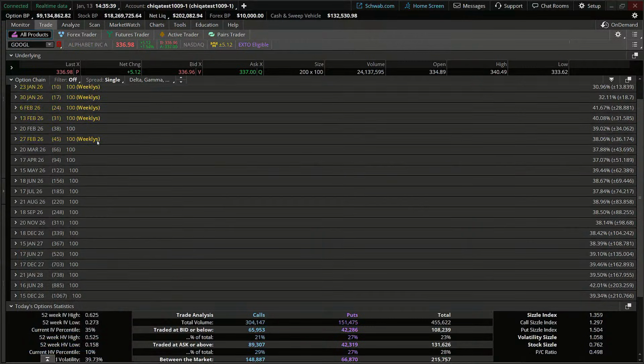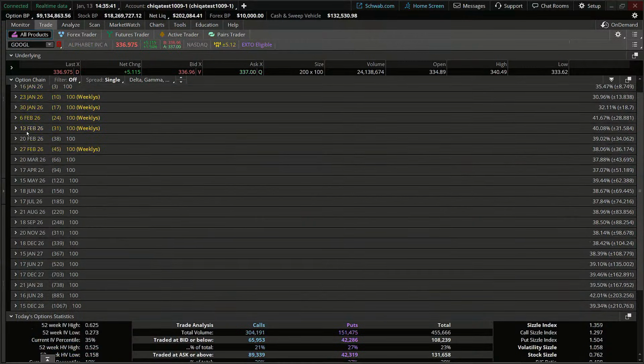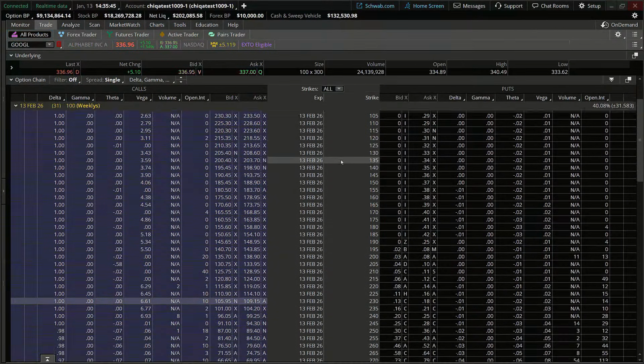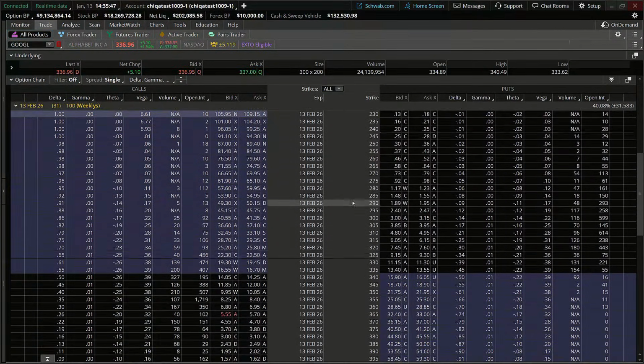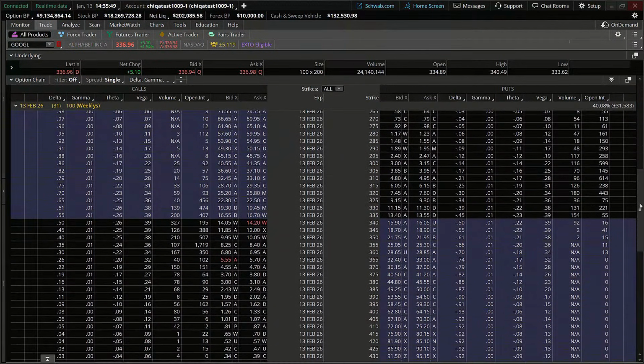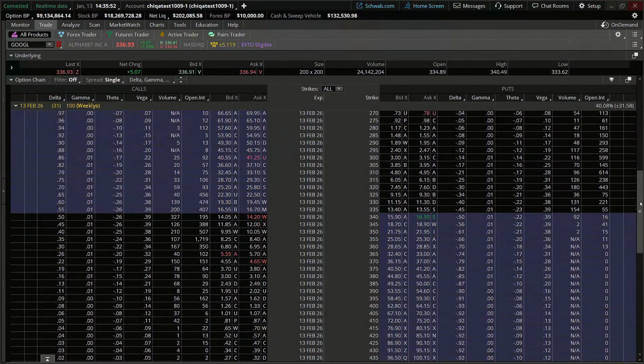I'm actually going to look a little bit closer with Google, and I'm going to look at the 13th of February, 2026. And we're actually going to look at the put side here. So this tells us that we assume that the price of the stock is going to stay above a certain level. We want to collect a little bit of premium with this in a risk-defined way. So we're going to look at a short put spread in this sense.